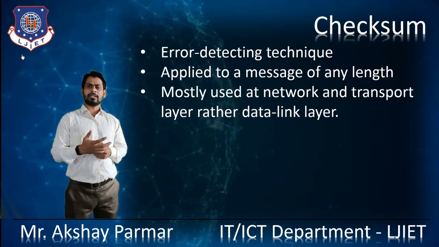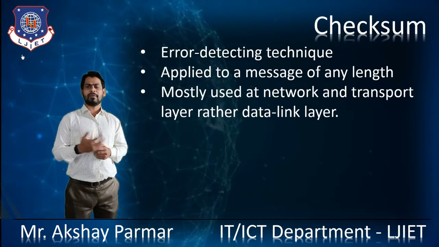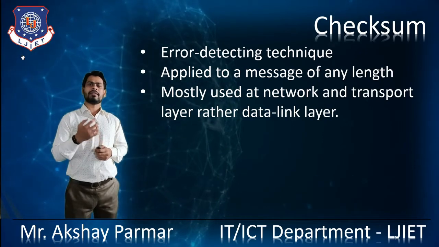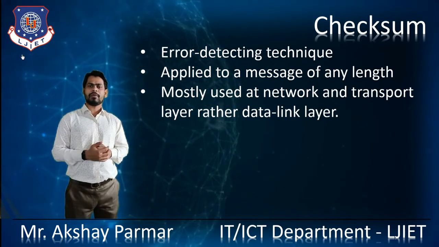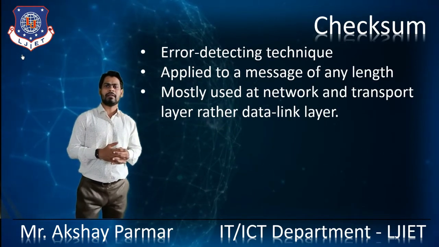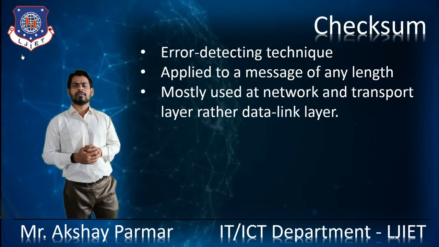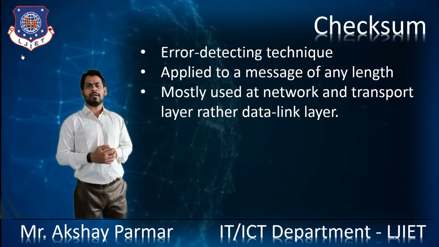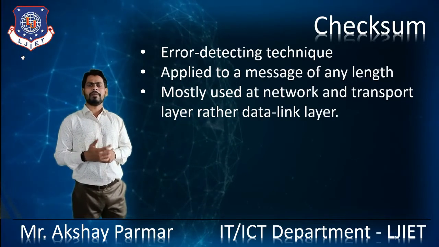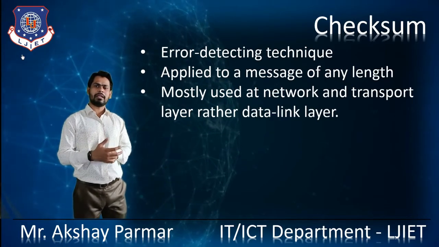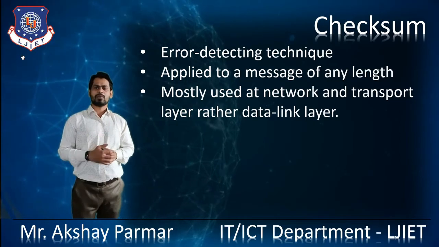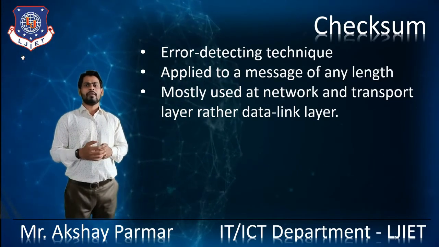For that, we need an error detecting technique, and checksum is one of them. It can be applied to a message of any length. Previous methods are applied to a fixed message length, but the checksum can be applied to a message of any length. A message with n number of bits can be used with the checksum. Checksum is mainly used at the network and transport layer rather than the data link layer. The data link layer's task is mainly detecting and correcting errors, but the checksum is mostly used at the network and transport layer.